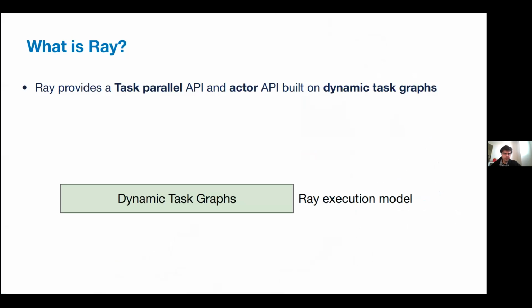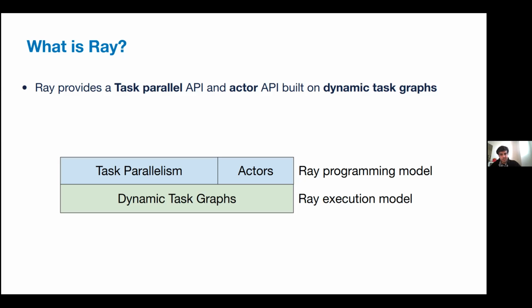Okay. So let's begin. What is Ray? Ray provides a task parallel API and actor API built on dynamic task graphs. So here at the very bottom layer, we have the Ray execution model, which is dynamic task graphs. And what that essentially means is that as tasks are submitted to the Ray system, they're executed immediately. And dependencies between tasks are identified at runtime dynamically.